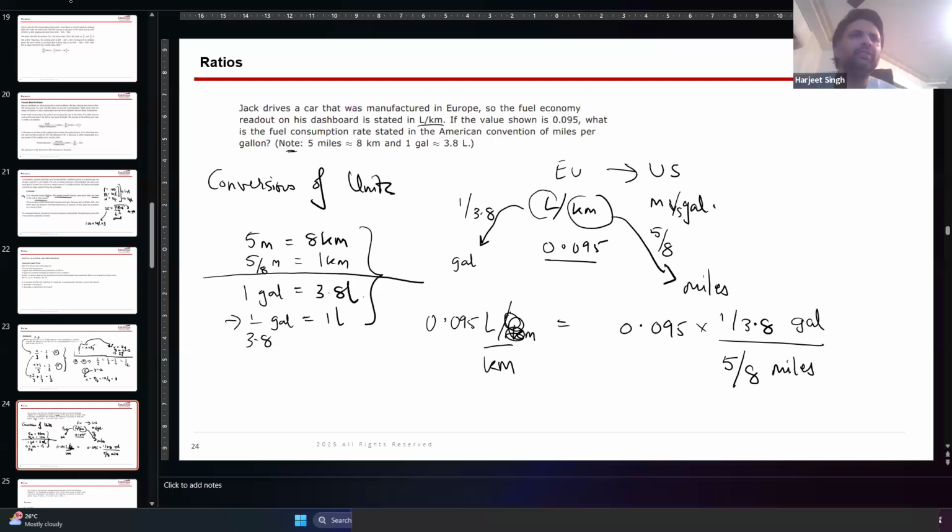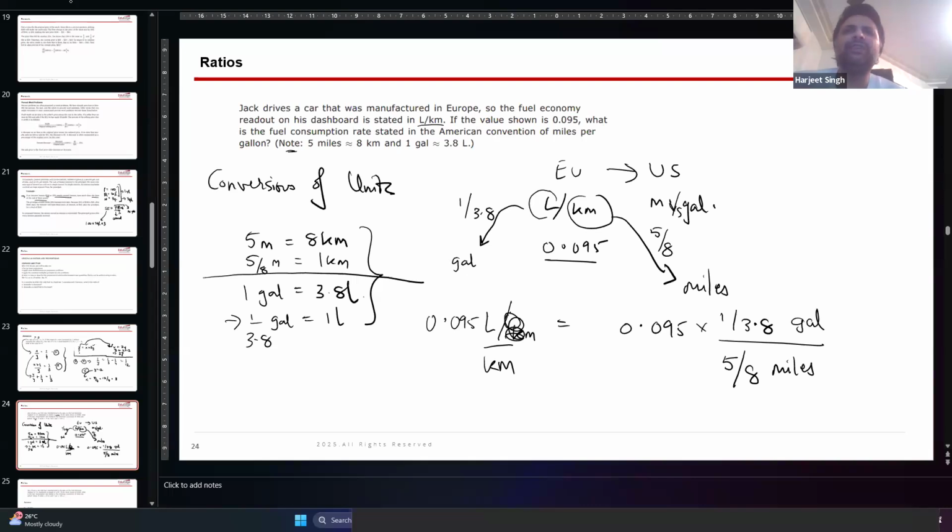Sounds good? So these are problems related to conversions of units. Always express what is known into what is unknown. So 1 unit of known is how many units of unknown. So we knew liters, but 3.8 liters is 1 gallon. So we need to understand what is 1 liter. So that is 1 by 3.8 gallons.